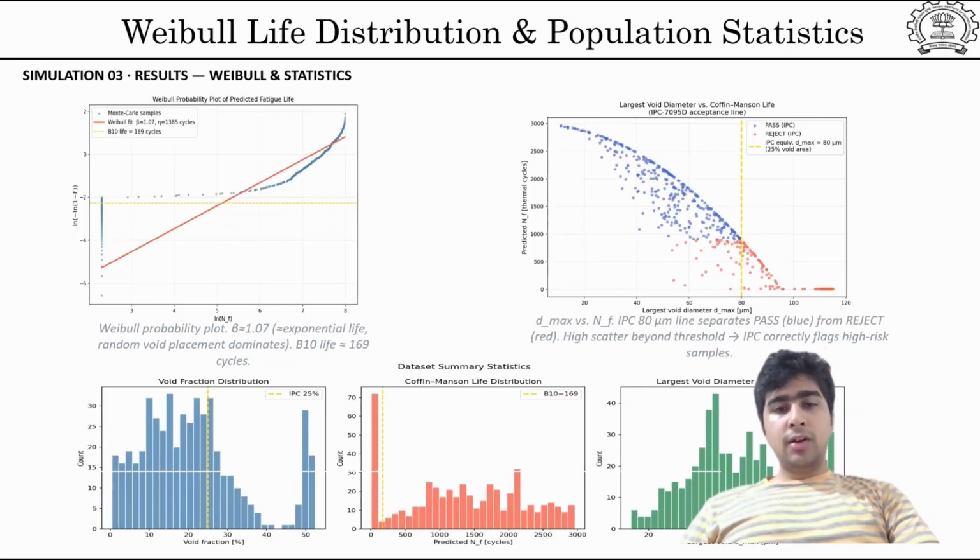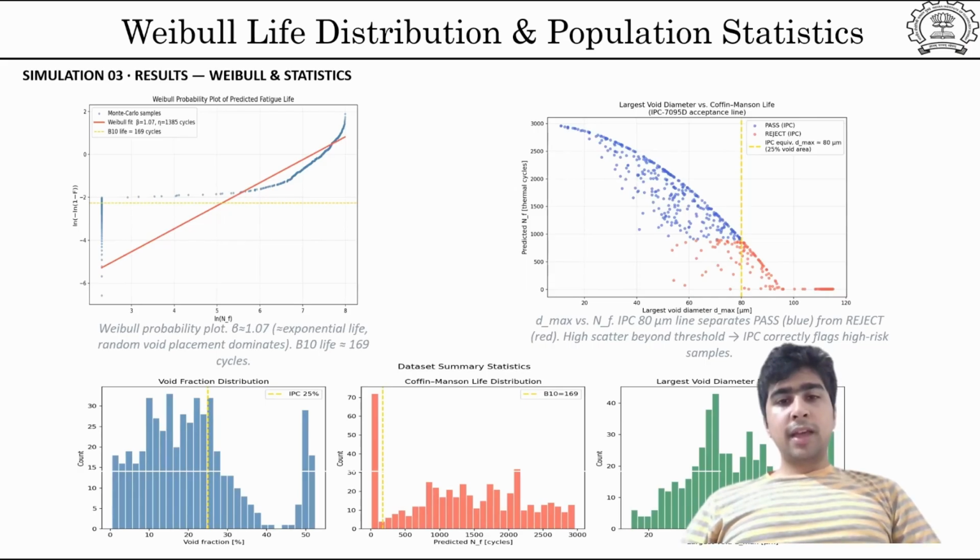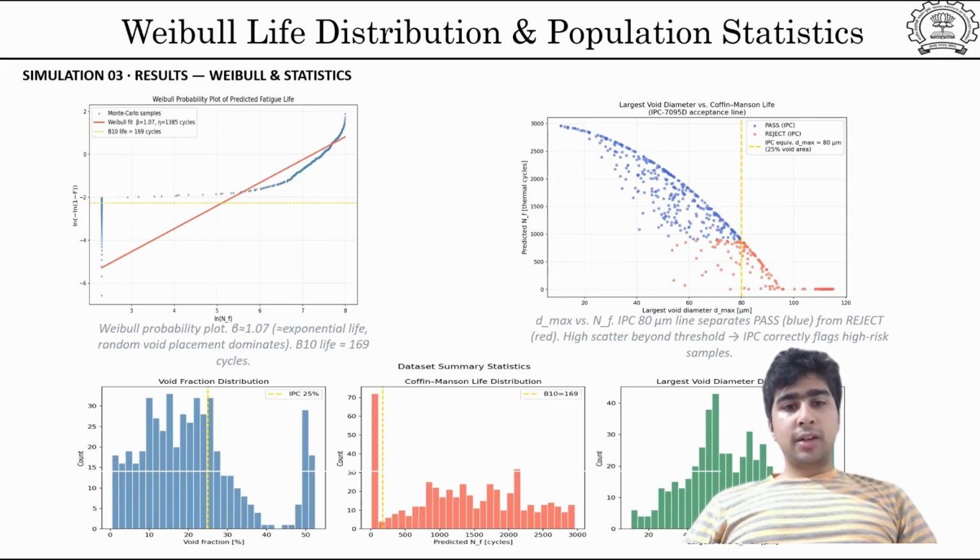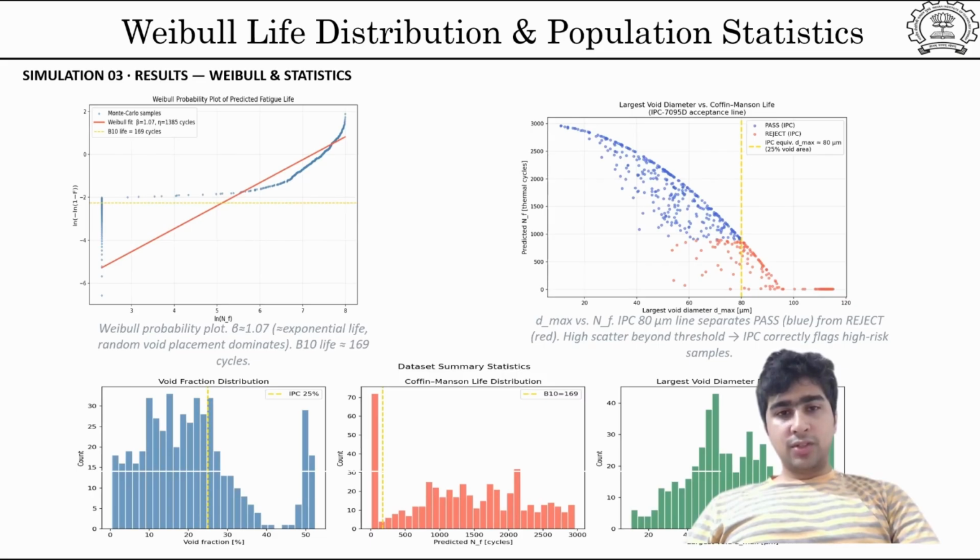Moving ahead, on the next slide, on the top left, we have the Weibull probability plot. The blue dots are the 500 Monte Carlo samples on the Weibull linearized axis, which are log of ln 1 by 1-F, and on the other axis, we have log of NF. The red line is the two-parameter Weibull fit, which is beta of approximately 1.07, as mentioned before. The distribution is again approximately exponential.